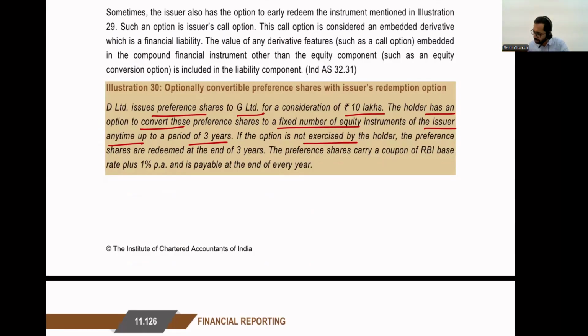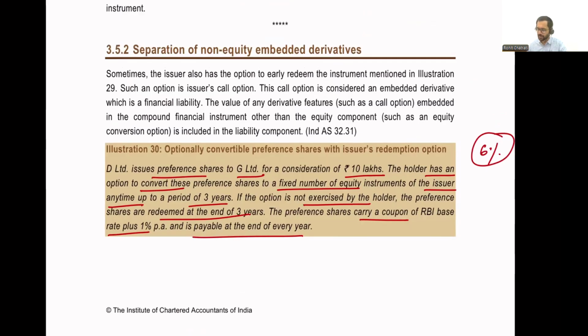If the option is not exercised by the holder, the preference shares are redeemed at the end of 3 years. The preference shares carry a coupon of RBI base rate plus 1% and is payable at the end of every year. Alright, the difference is in the previous question, it actually gave us a fixed coupon of 6%, whereas in this case, the question is saying that the interest is actually floating interest of RBI rate plus 1%. Alright, the preference shares have got a floating rate of RBI rate plus 1%.